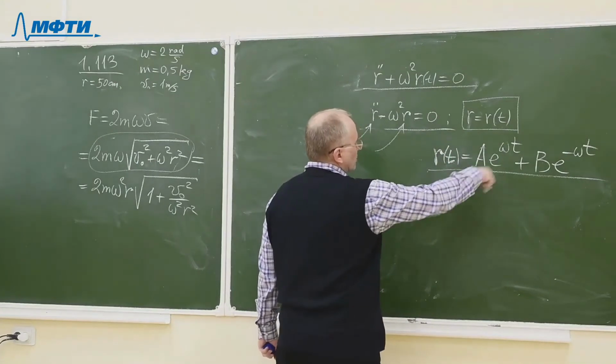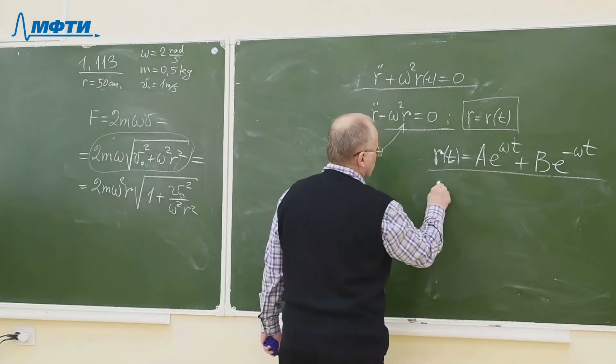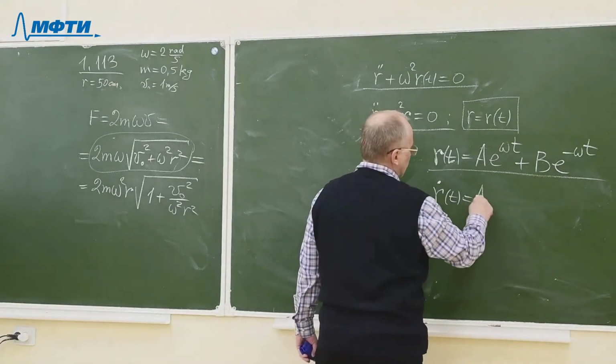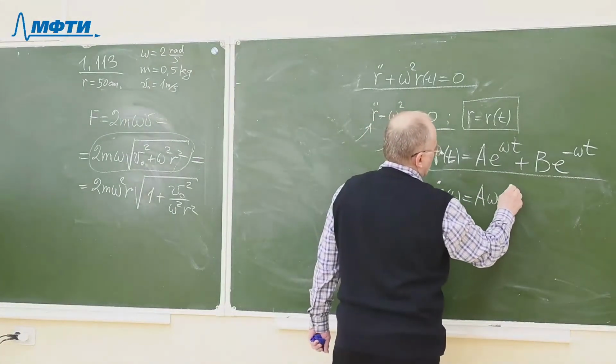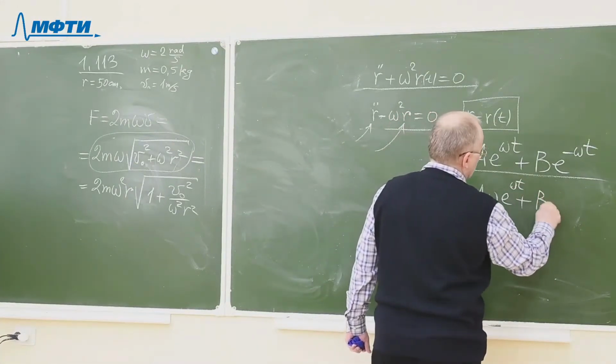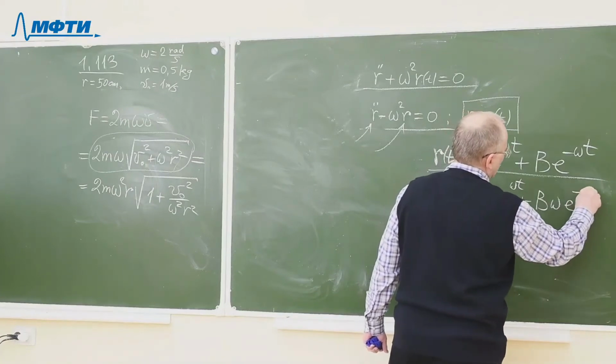So I will differentiate it with respect to time, and the velocity will be r dot, and differentiating this function will give me a omega exponent of omega t plus b omega exponent of minus omega t.